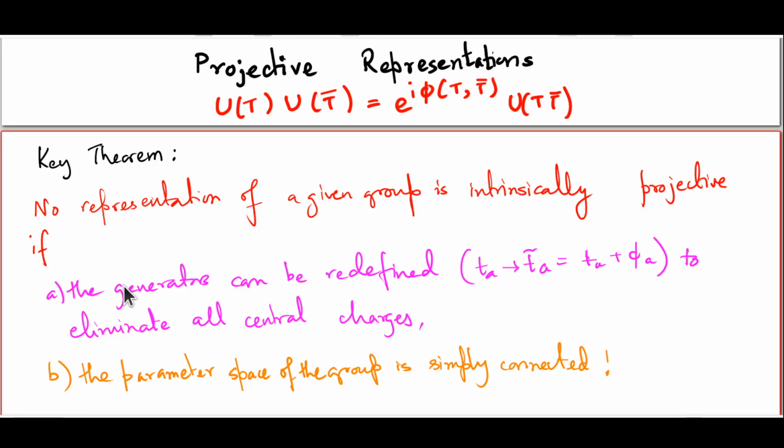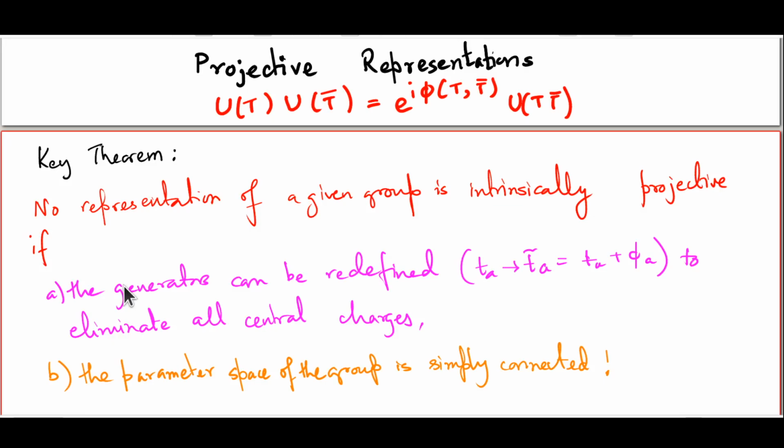You call a projective representation intrinsically projective if it is impossible to get rid of this phase φ(T, T bar) by redefining the phases of the individual unitary operators. And we had also spent quite some time in proving this key theorem that says that no representation of a given Lie group is intrinsically projective if the following conditions occur.